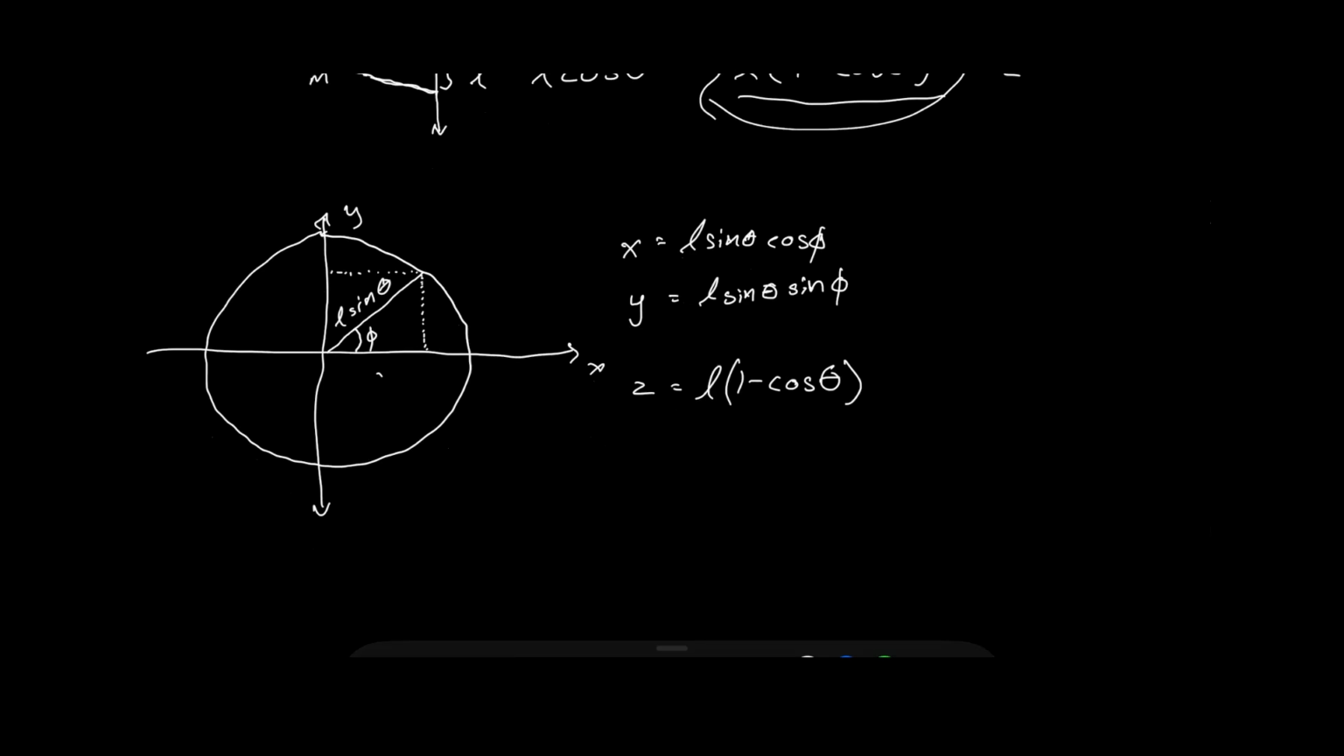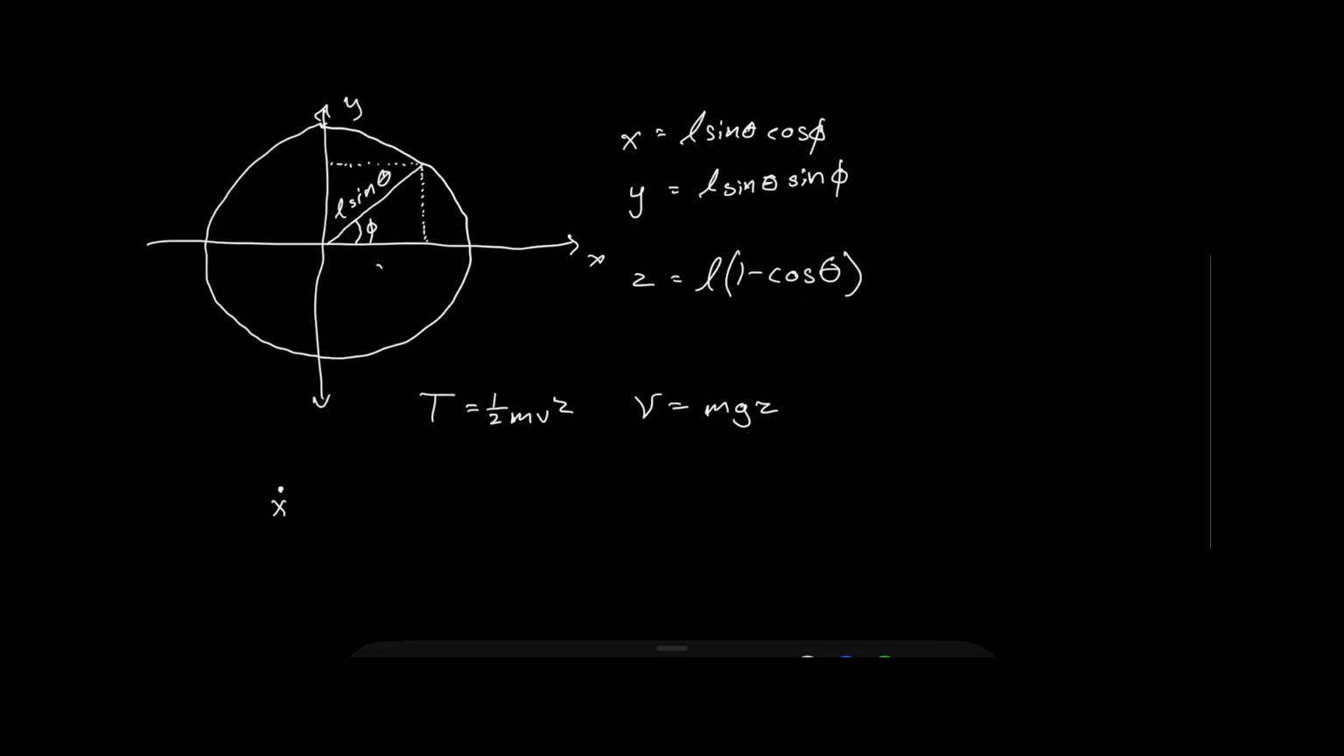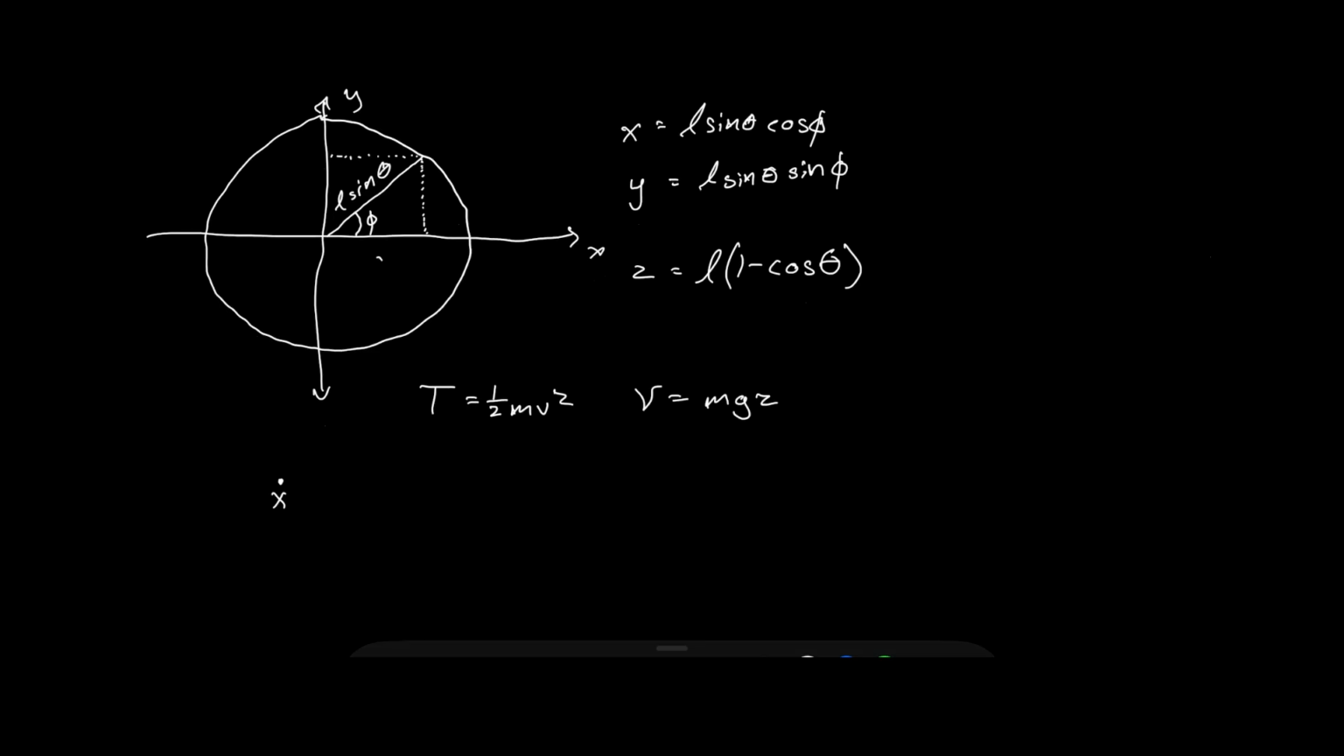And then we need to solve the equations of motion, which means we need our Lagrangian. We'll just remember, our kinetic energy is 1/2 mv squared, and our potential energy is mgz. All right. So now we have to find x dot, y dot, and z dot.